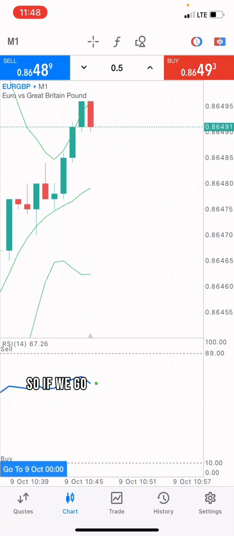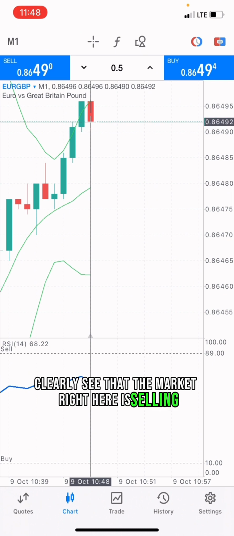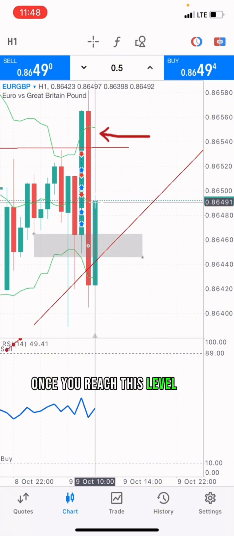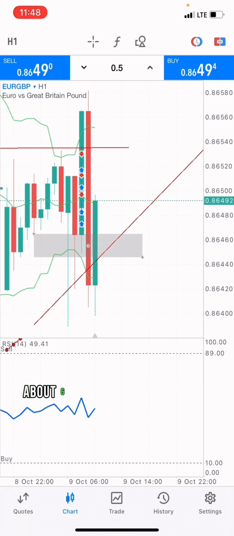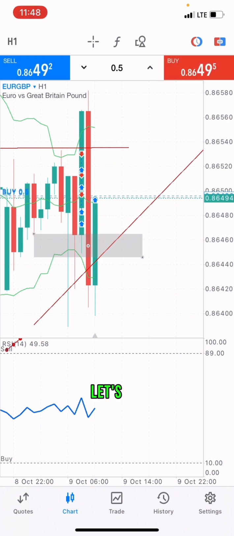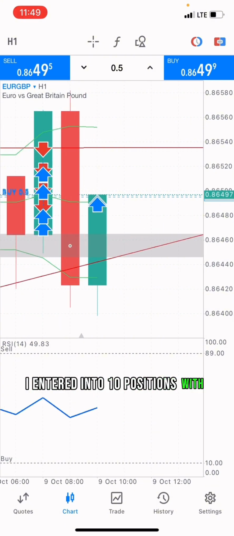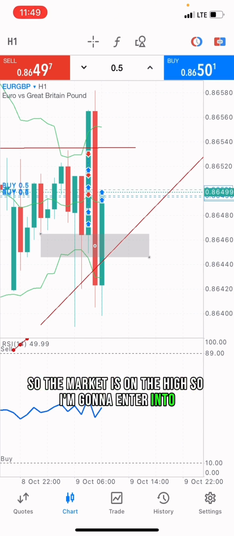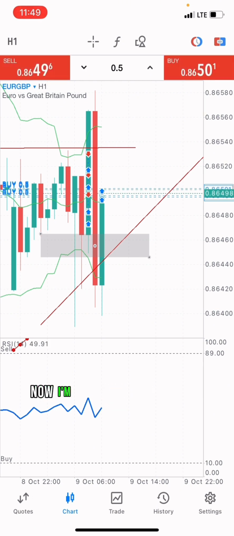If we go to the 1 minute time frame, we can clearly see that the market right here is selling, but on the 1 hour time frame it's buying. Once it reaches this level, it's going to sell. So I'm going to place a buy and enter into about 6 positions or 10 positions. So I entered into 10 positions with a lot size of 0.5. The market is on the high, so I'm going to enter into more positions on a lot size of 0.5. Now I'm going to check the trade.